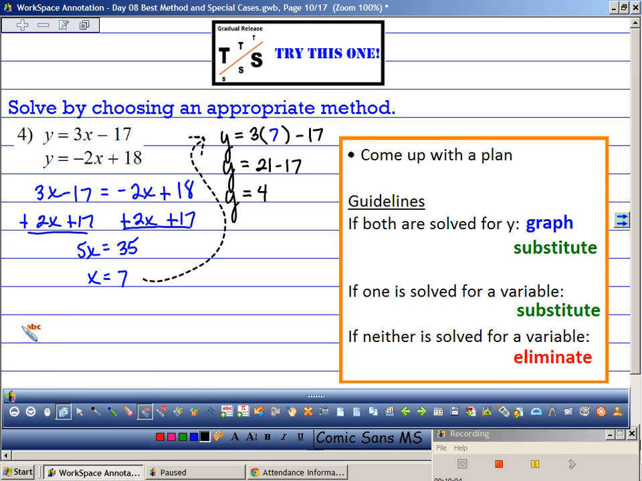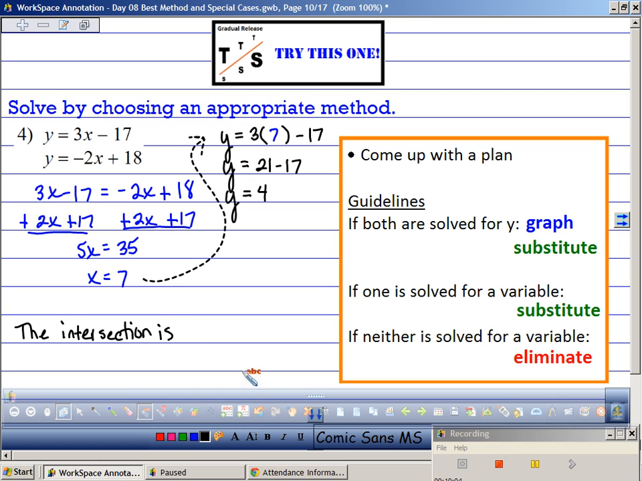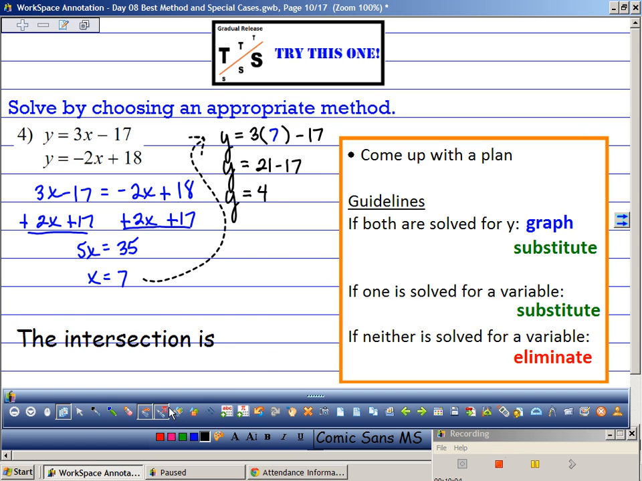So therefore, the intersection is what? 7, 4.